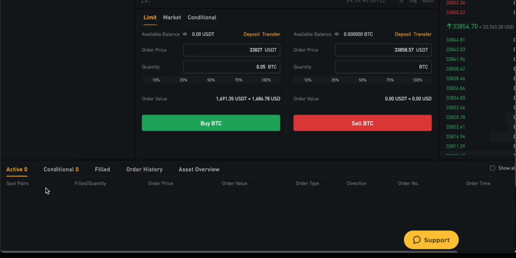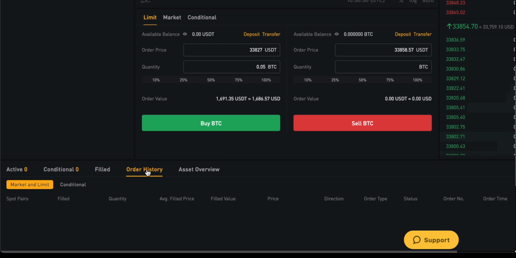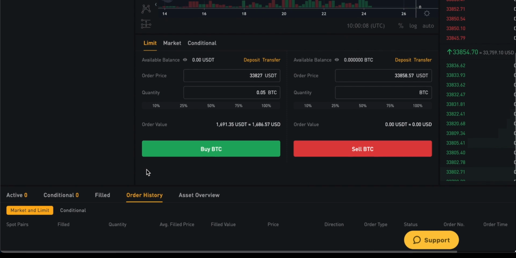So this will be an active order and you'll be able to see the pair that you're trading, how many have been filled. You may have filled half of the order. Any filled orders that are completed will be in here filled for you, and then you can look at your order history as well. If you want to sell BTC, then obviously it's the exact opposite.